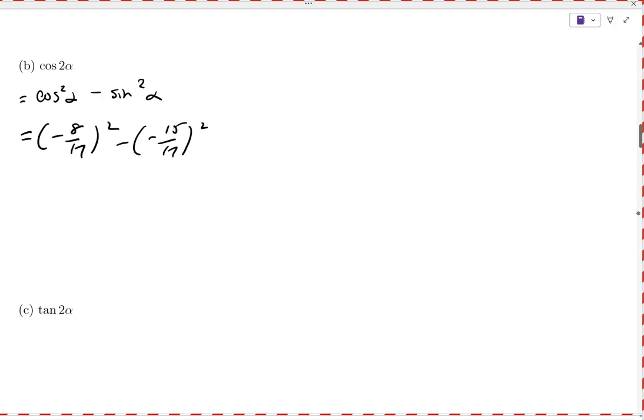What do we get? Oh, this one I actually am going to simplify because I want to compare it with at least one of the other ones, to make sure that we really are getting the same answer, since they're identities. That's 64. That's 225. 225 minus 64 is what? 161? If I did my arithmetic right. So I should get negative 161 there over 289. Check my arithmetic, but 225 minus 64. This should be negative.